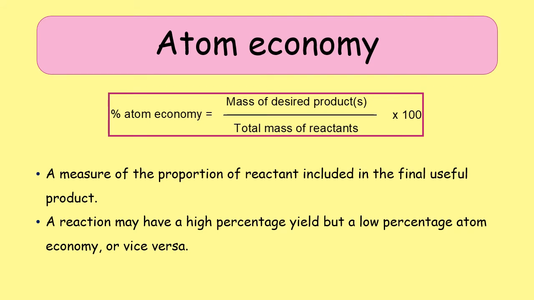And a reaction can have a really high percentage yield, in terms of it makes a lot of the product that you want, but it can have a low atom economy, in that actually there is a byproduct that is also made in large amounts. So atom economy and percentage yield are not really related to one another. They're just two different ways of measuring the efficiency of a reaction.